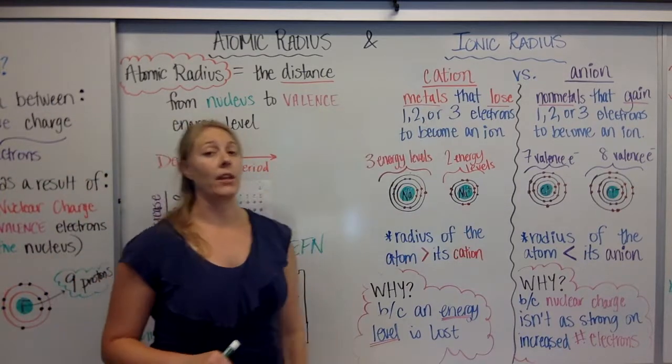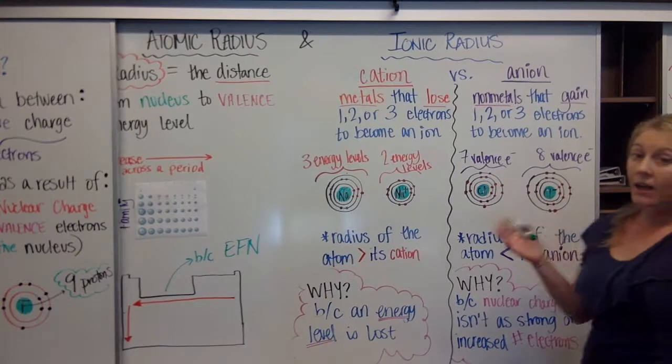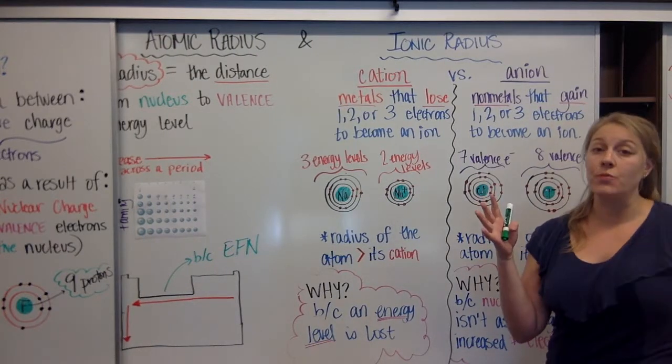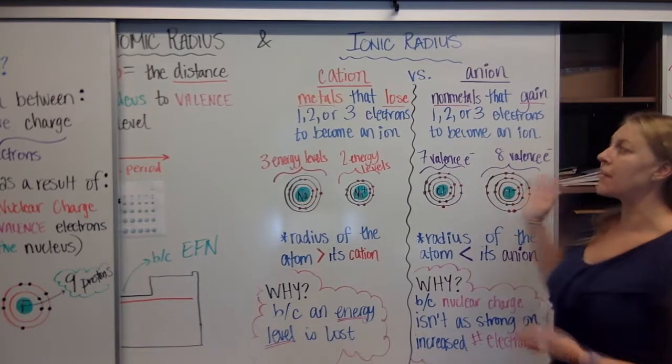The other radius we can look at is the ionic radius, and this is the radius within an ion. So same thing, the distance between the nucleus to the valence, but specifically for the ion. And there's 2 types of ions we'll see.